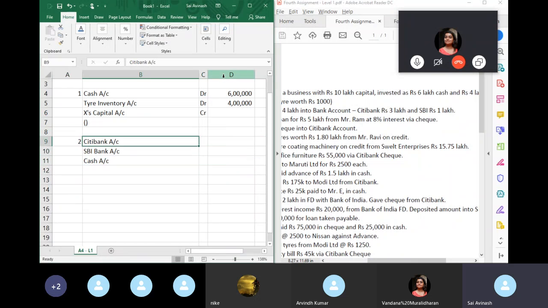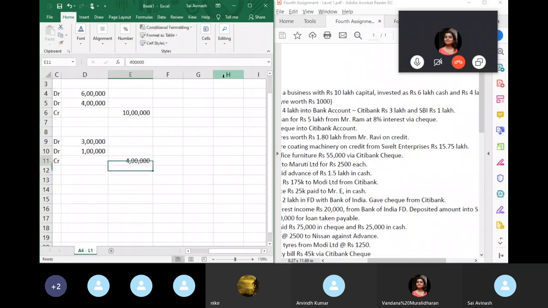All these three are assets, right? So we know that cash is reducing because of depositing money out of the cash. And these two accounts are assets and they increase, so I'll debit them, right? So Citibank 3 lakhs, this is 1 lakh, and this is 4 lakhs, right?